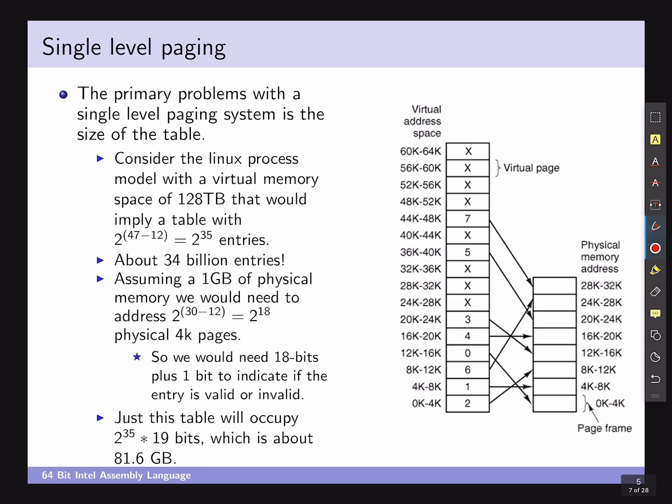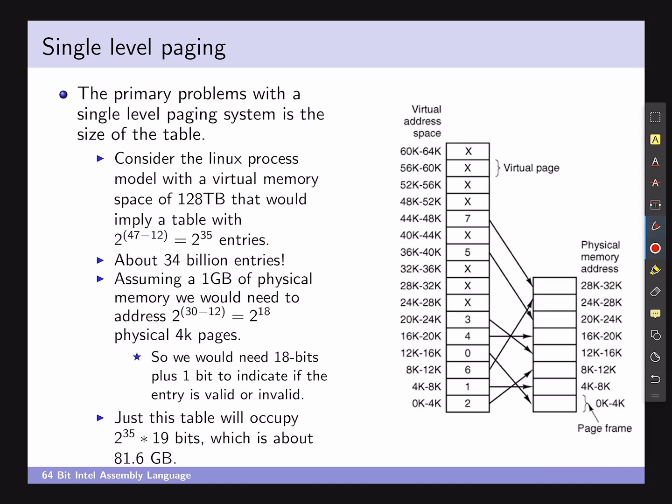So the primary issue is that of space. Now, it's not something you might immediately have thought of when you paused the video, but it's actually a substantial hindrance of this approach. So let's use a practical example to see how bad the space utilization can actually be for single level paging. Let's consider the Linux process model, which has a virtual space of 128 terabytes, which we discussed in the previous lecture. So with that in mind, how many entries would we need in our virtual address space?